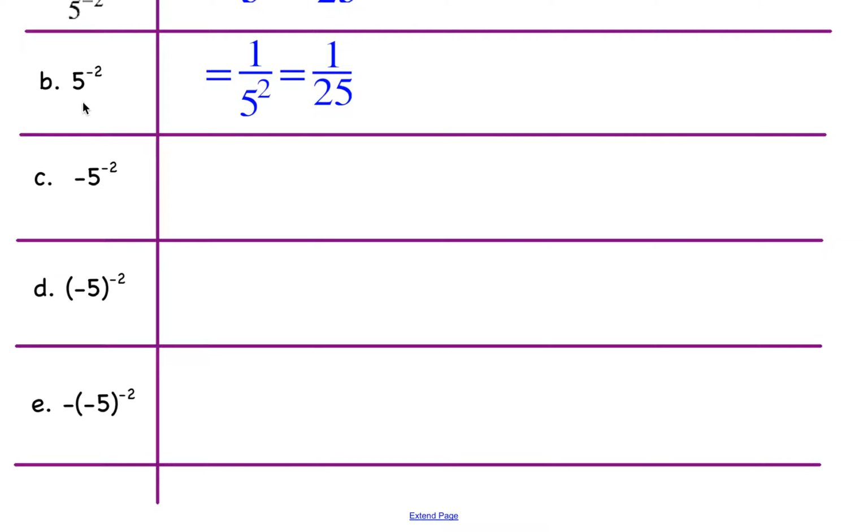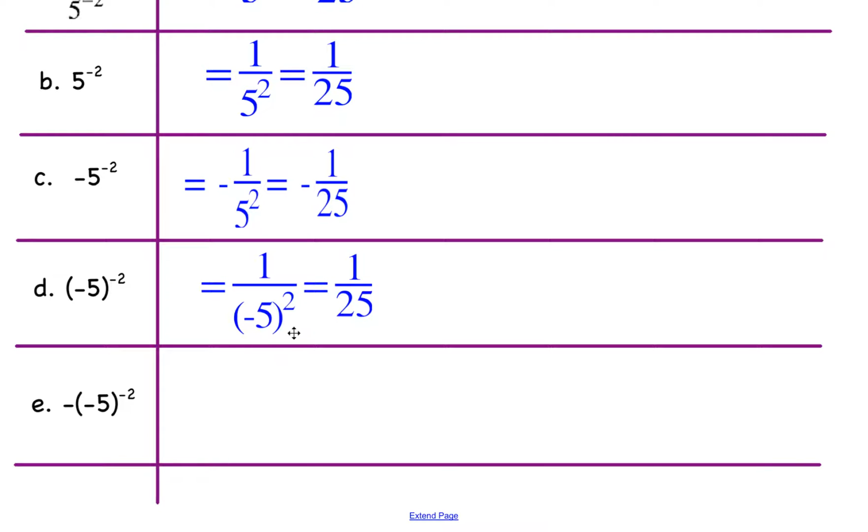Letter C is very similar to letter B. The only difference is you get a negative answer. So it's the same as a negative out front, and then 1 over 5 to the positive 2. So we just keep that negative out front, and we get negative 1 over 25. Letter D, we have a negative exponent again, so it's 1 over negative 5, the quantity squared. When we square negative 5, we get 25, so it's 1 over 25.